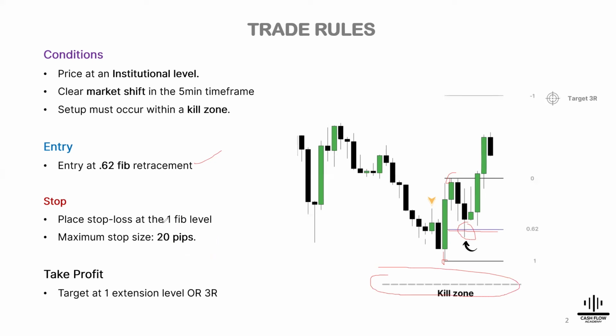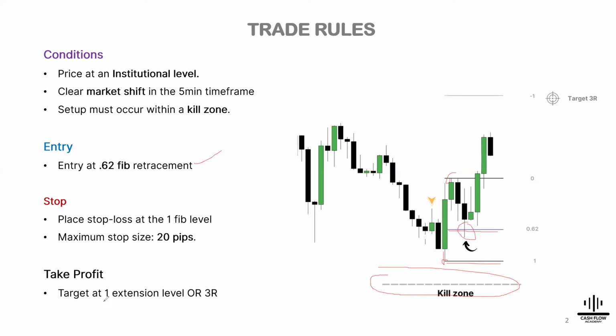Then you want to place your stop at the 1 fib level. That is where you began drawing the fib. So this is where we start drawing the fib, and at this level is where you want to put your stop loss. You also want to have a maximum stop loss because most times there is news that will be released that will increase the price range. So you don't want to be trading with huge stop losses.